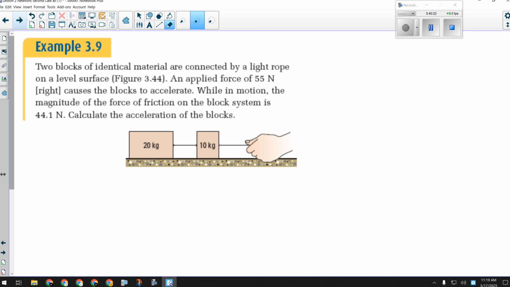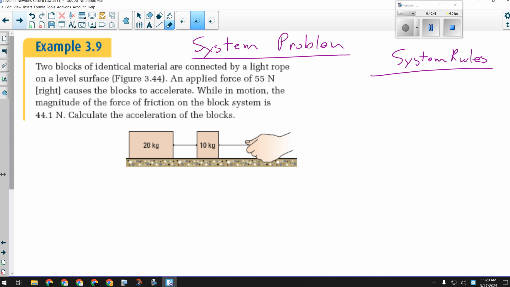This will lead into what you're going to do tomorrow. I would like you to copy this one down and label it system question. So this is our first system question, our system problem. And maybe leave yourself a little room to write down the system rules. These are still Newton's second law problems, but there's a couple of rules we have to remember about how systems operate and what a system is.